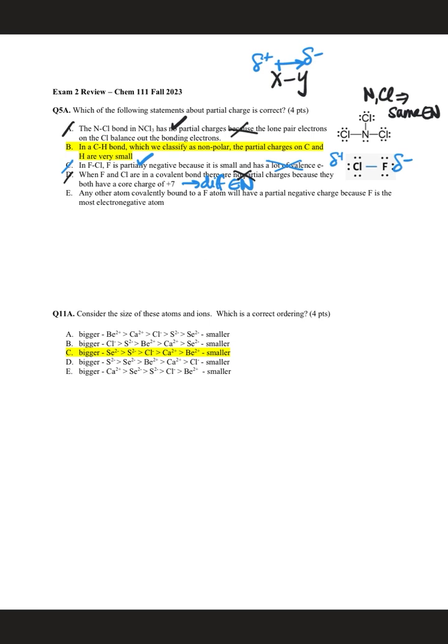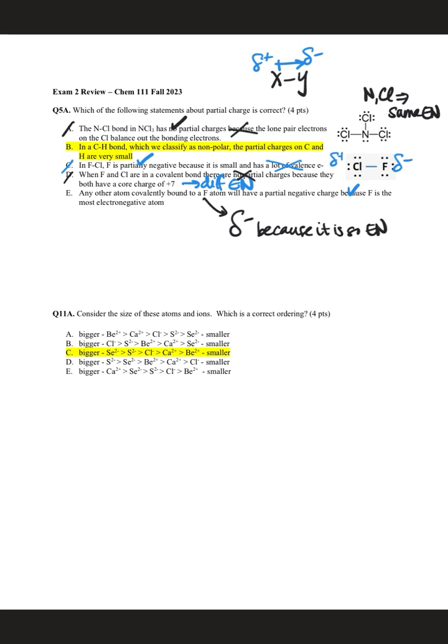Any other atom covalently bound to a fluorine atom will have a partially negative charge because fluorine is the most electronegative atom. It is true that fluorine is the most electronegative atom, but that makes fluorine partially negative because it is so electronegative.